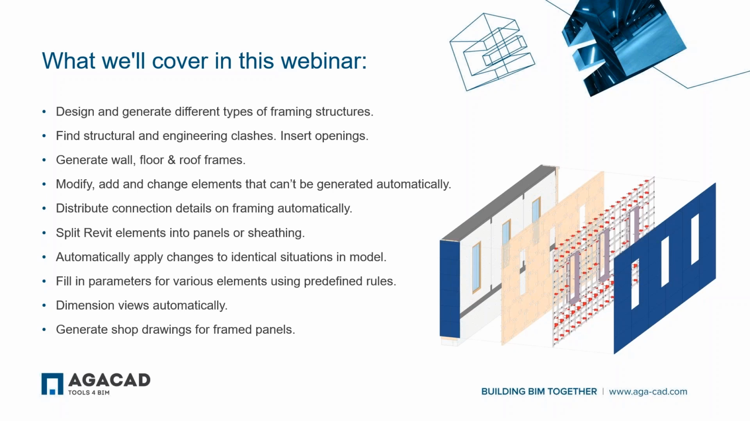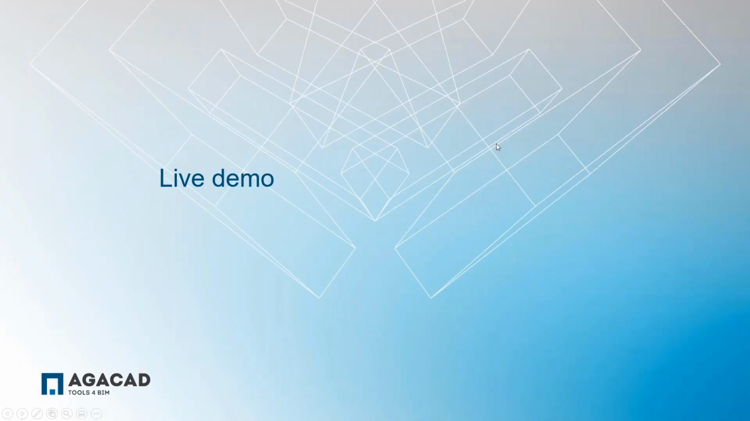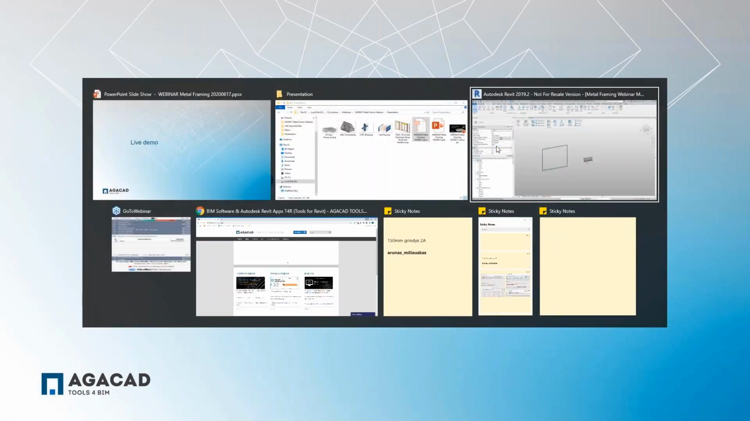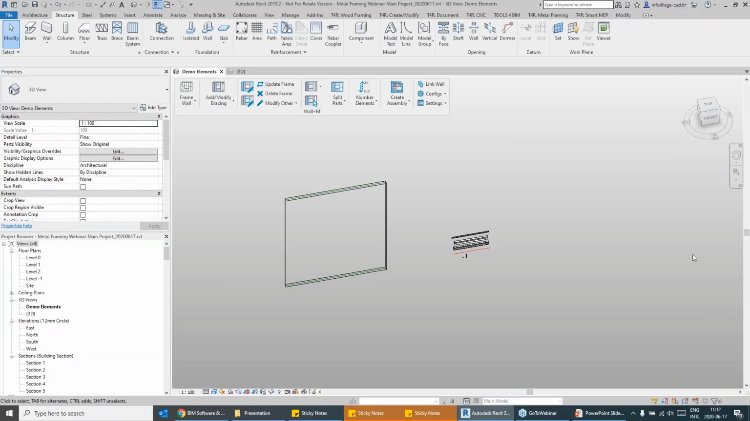I'll also show you how you can apply the same changes or the same frames to walls that just repeat throughout your project, and show you shortly how you can really quickly dimension your views or create shop tickets. So let's move to a live demonstration, and let's open my Revit.